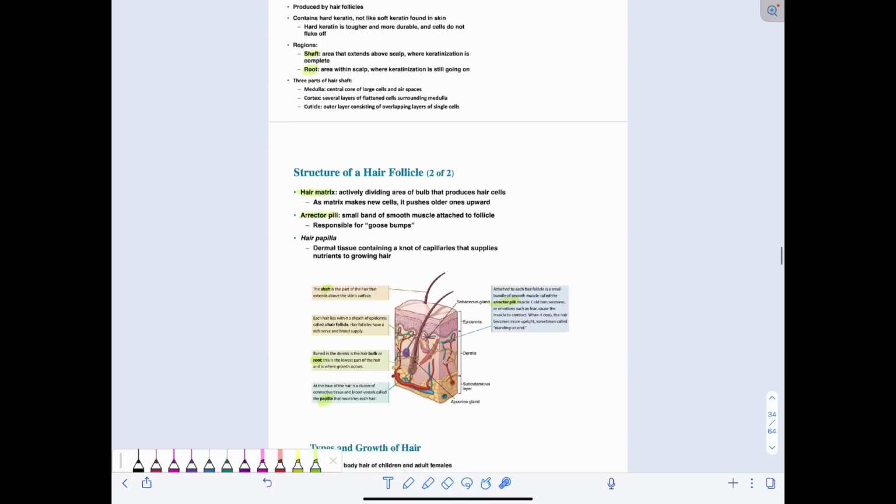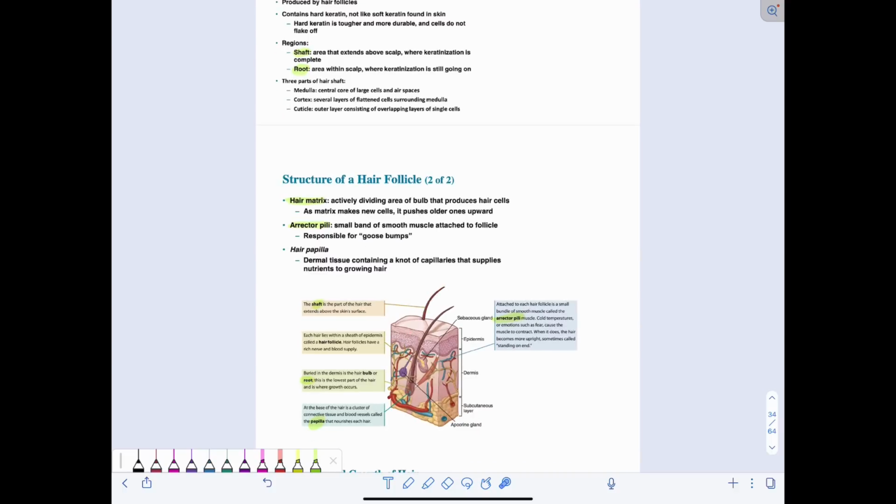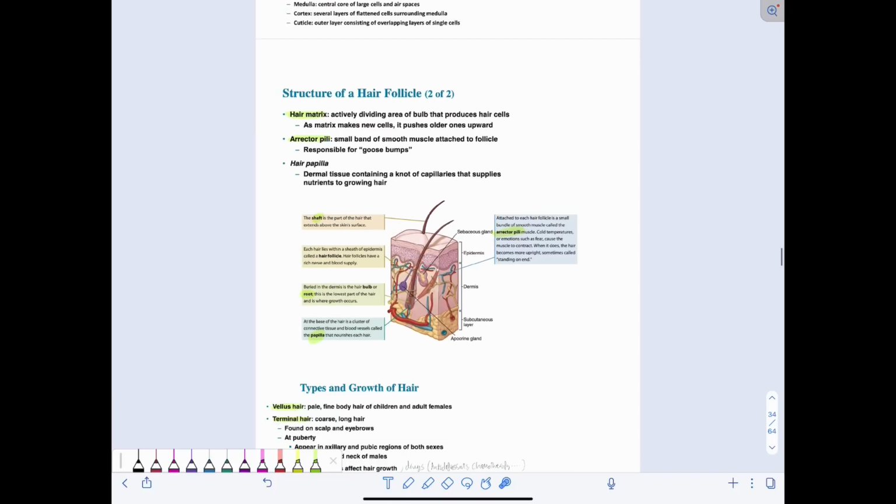Just understanding this right here, kind of what each of them does, not super high yield, but understanding the shaft is the portion that sticks out. The hair follicle is within the epidermis. It's this part here. And then you have the roots or the bulb, and that's this region right here. That's where you still form new hair, right? That's where hair comes from. And then papillae are these little regions right here. They get nutrition through blood vessels and stuff like this.